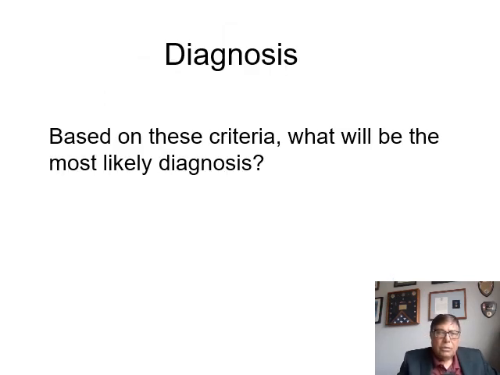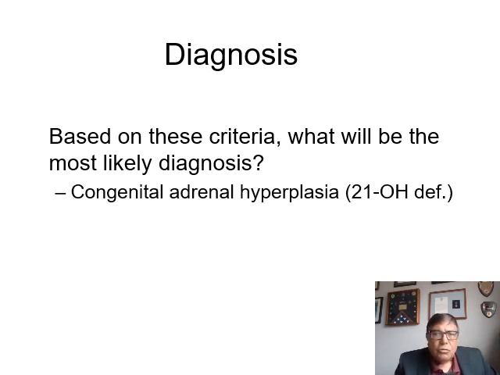So, what will be the diagnosis? Based on this criteria, what is the most common diagnosis or the most appropriate diagnosis for this girl? Congenital adrenal hyperplasia 21 deficiency. And as you know that in boys with 21 hydroxylase deficiency, there should be no changes on the phallus. They are of normal size. And so 11 hydroxylase also will not give this.